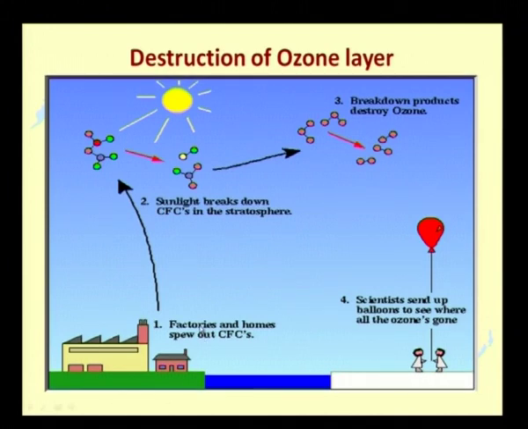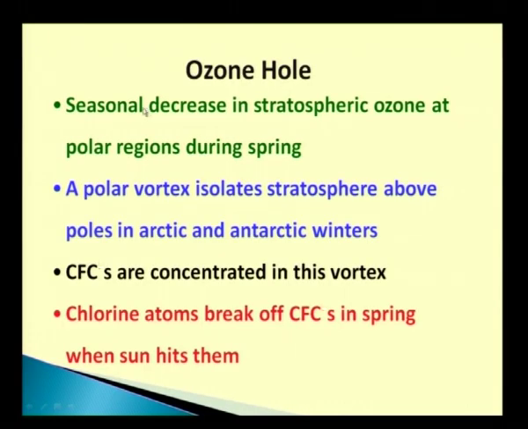And here, the factories and homes are spewing out a large amount of CFC, which goes into the atmosphere, and when sunlight falls on them it breaks down the CFC molecule, and they destroy the ozone. Therefore when scientists test the amount of ozone, it is somewhat lesser than the actual amount, and that is called ozone depletion. Sometimes, if it is in large amount, that is also called an ozone hole.